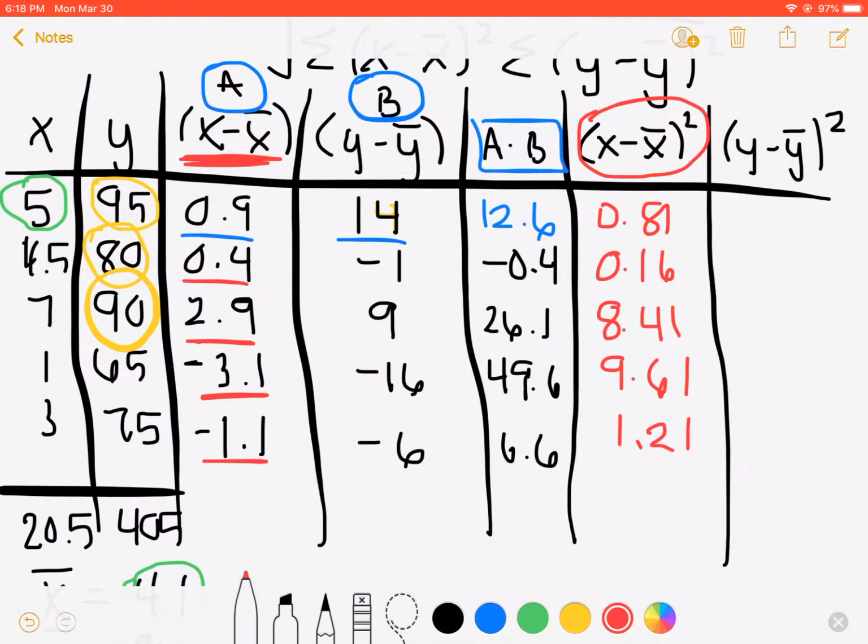And I'm going to need the sum of that. So I'm going to add this whole column together. When I add the whole column together, I get 20.2.